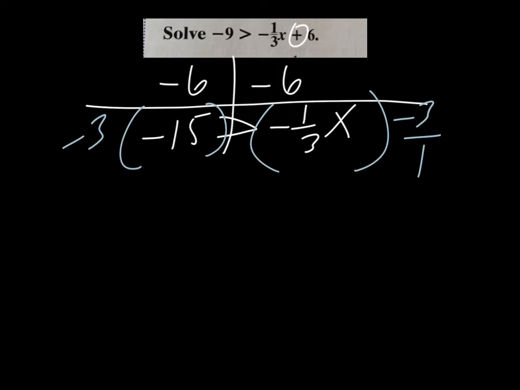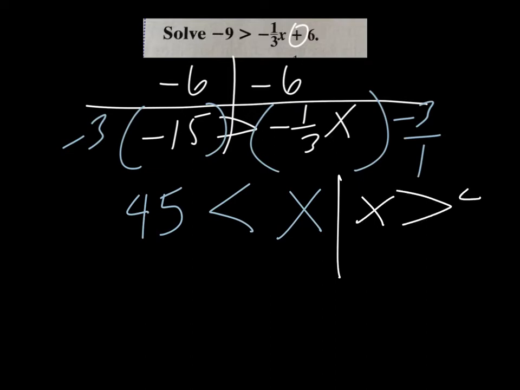Notice, though, the second that I write this negative here, I want to flip this inequality so that I don't forget it, because otherwise I will. So here on this side, I end up with positive 45 is less than x. Now again, I think that's tough to graph. So I'm going to use my mirror trick to flip this over so I get x is greater than 45.